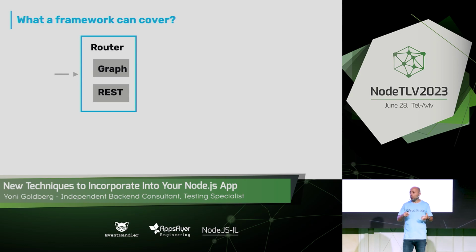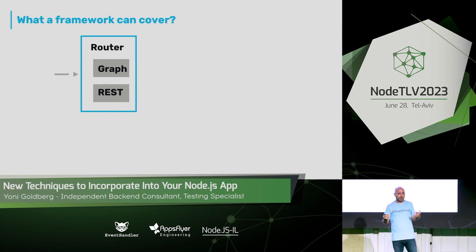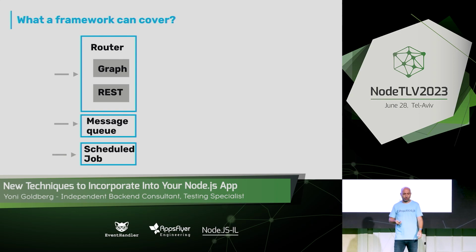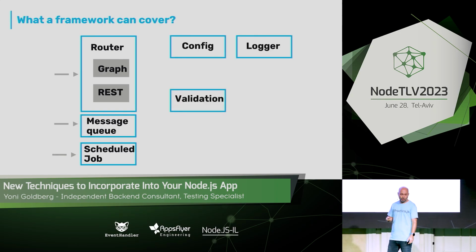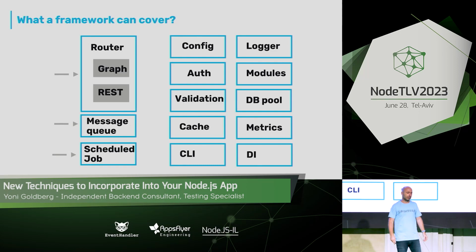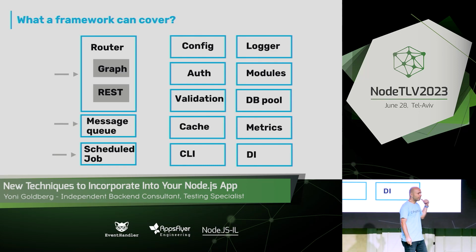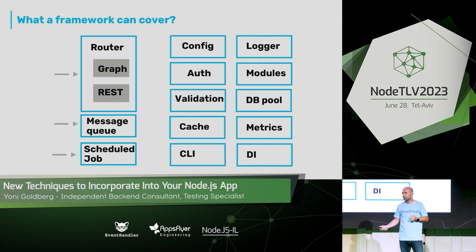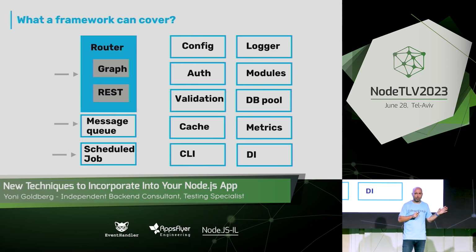Think about it. What do you want your framework to cover? What areas? What functionality? So you need a router, probably, and a message queue, scheduled jobs, configuration, validation, logger, and all of these things that are familiar to you. Out of all of this, what does Express cover? Only this small blue area, right?